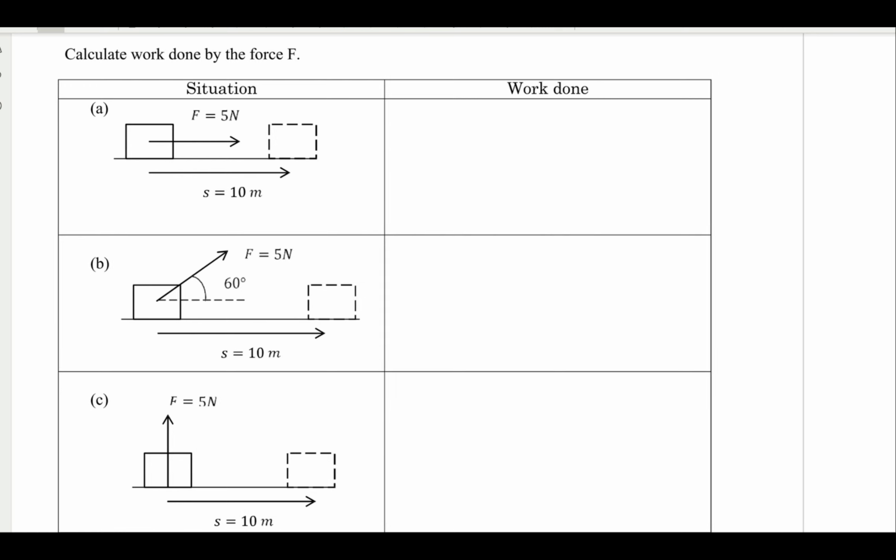Alright, so now calculate work done by the force F. So in this case, we want to calculate what is the work done by the external force F. Alright, so remember the equation of the work done is equal to Fs cos theta. Alright, means that this is a dot product. Okay, so W is equal to Fs cos theta. Saya percaya you dah ingat lah equation ini.